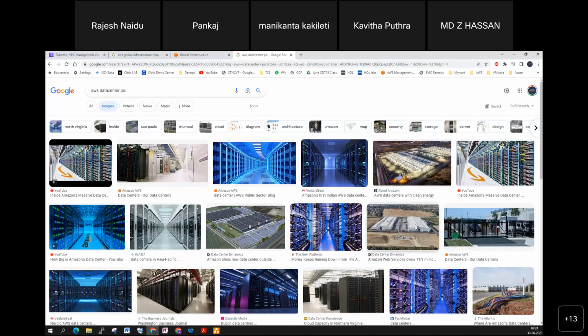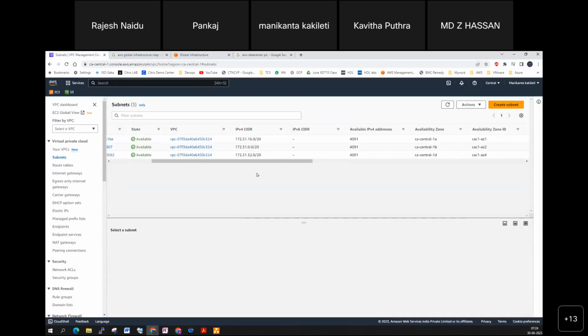Like this, there are 3 data centers available. These 3 data centers are located differently. For example, one data center will be at least 100 to 120 miles away from the other data center. Each data center is connected to the other, and the distance is 100 to 120 miles.